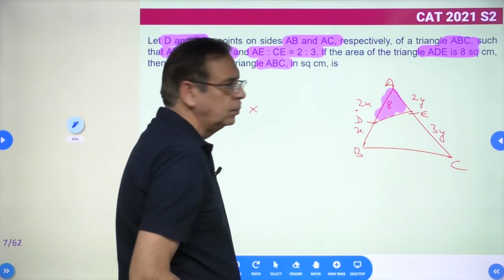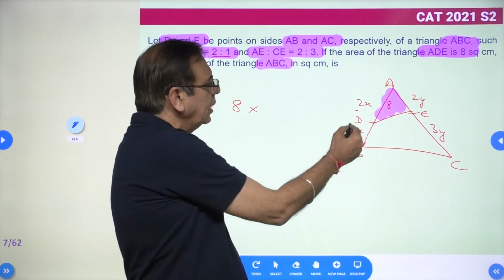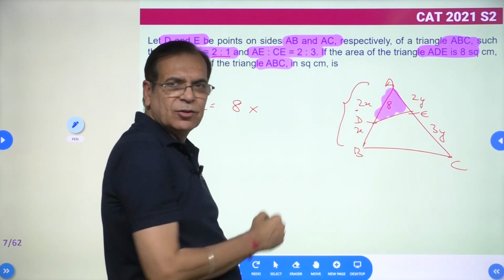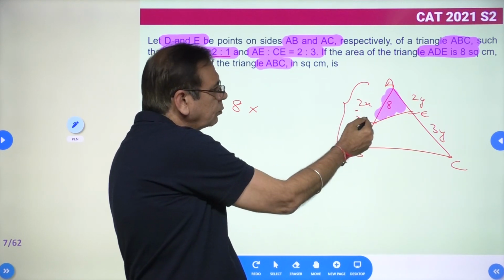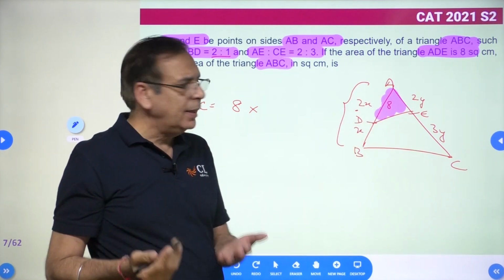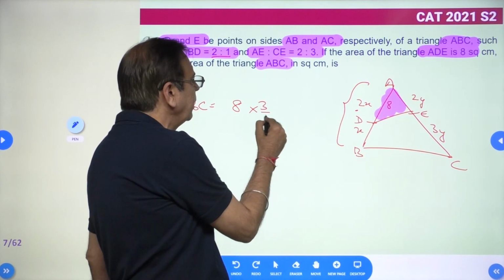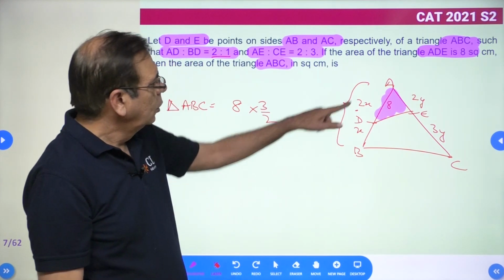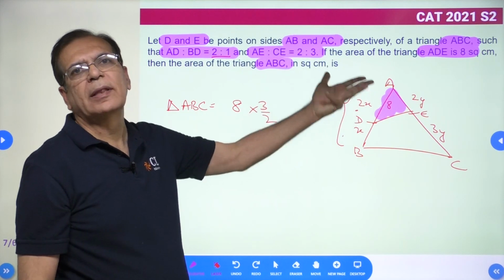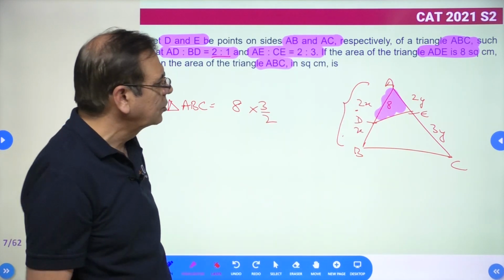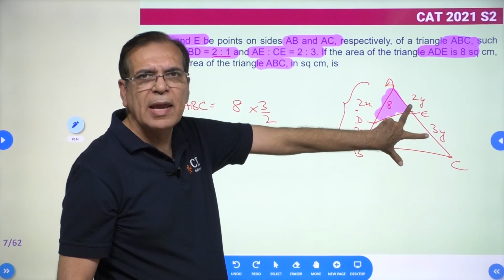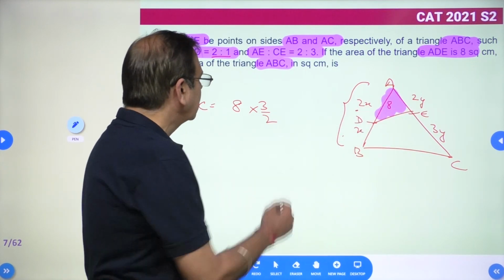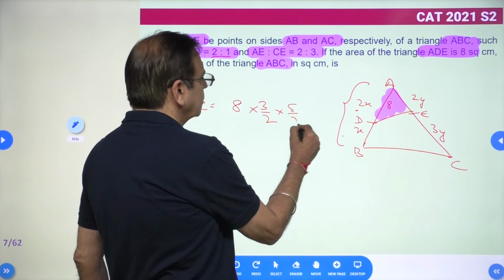When this side is 2. If I'm looking at ABC, the length of this side should become 3x. If this is 2, this will be 1. That means instead of 2, the side will become 3. So area should become into 3 by 2. Okay. 2 से 3 होगा तो area should increase by 50%. Side has increased. Similarly for the other side also. From 2 it has gone to 5. Okay. That means the area should become into 5 by 2.